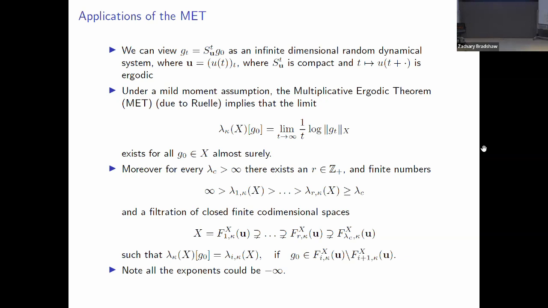And I should mention, in the way I phrased everything here, all the exponents could actually be equal to minus infinity, because R could actually be equal to 0. That's definitely a situation you would have if you had double exponential decay. So all your Lyapunov exponents would be equal to minus infinity. But in fact, everything I'm going to say here holds in the case that they all equal minus infinity as well.